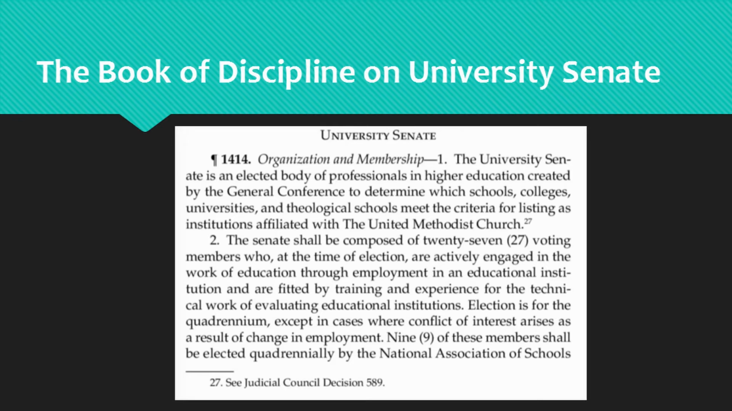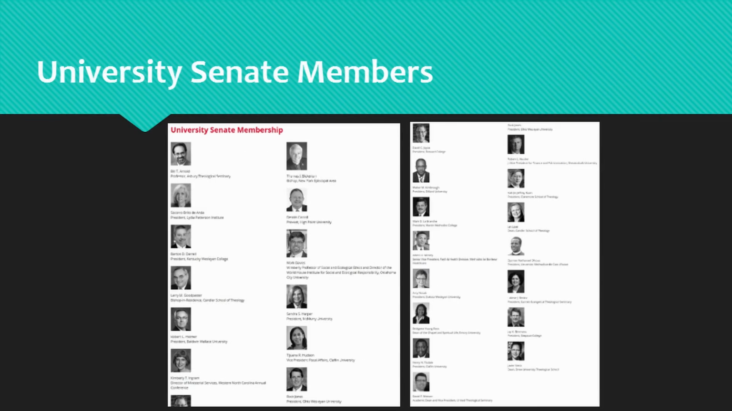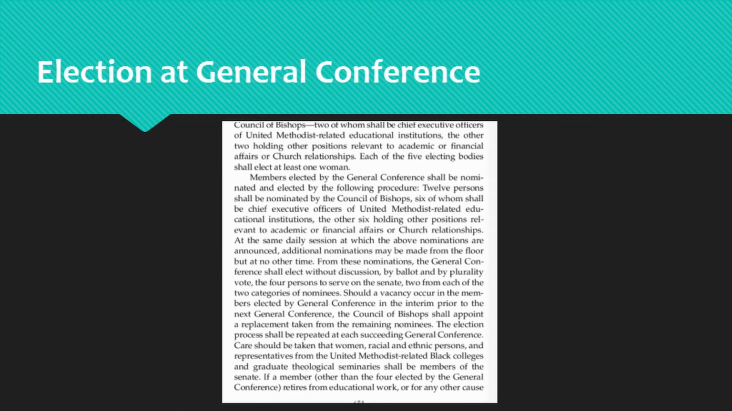So I am back to the original focus. What else do delegates need to know about the University Senate in order to be prepared for their task during General Conference? The University Senate is composed of 27 members elected for the quadrennium, and 4 of those members are elected at General Conference. Some of the members are chief executive officers of United Methodist-related educational institutions, and others hold other positions in academic or financial affairs or church relationships. General Conference elects 2 CEOs and 2 people with related positions. The election at General Conference follows an established process.